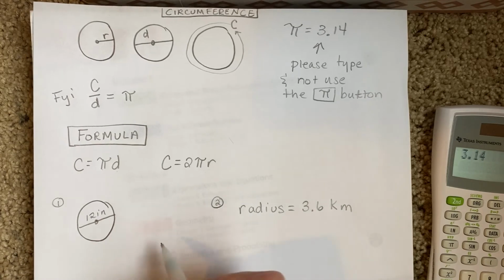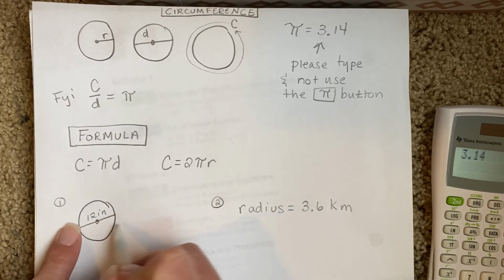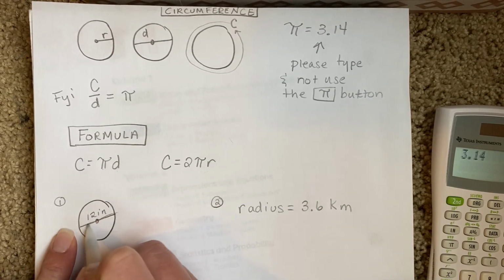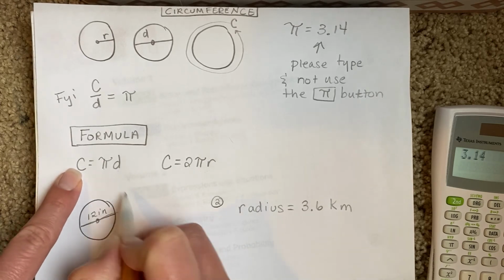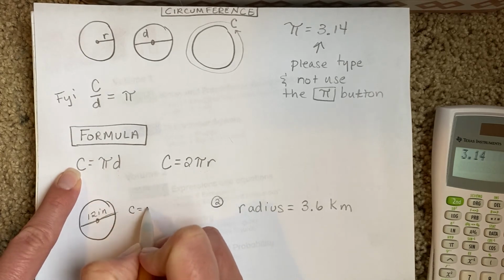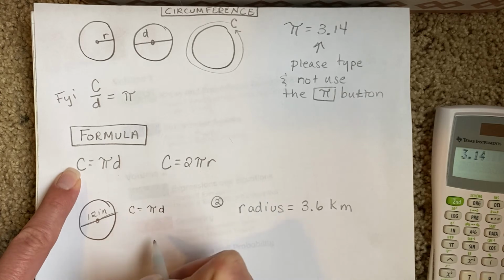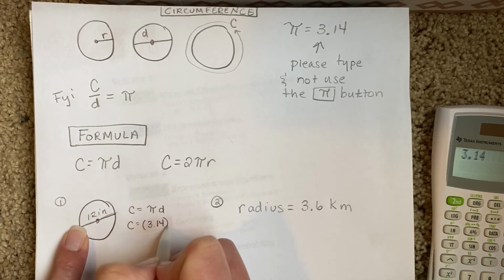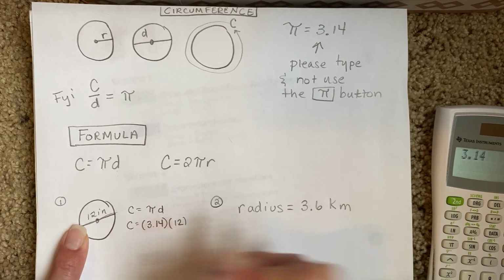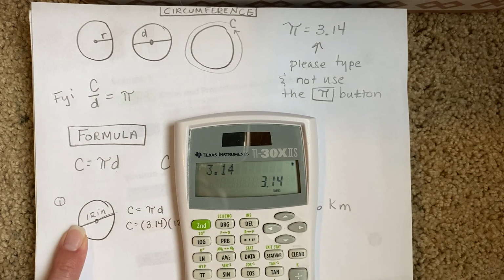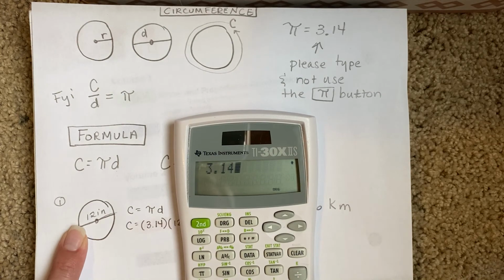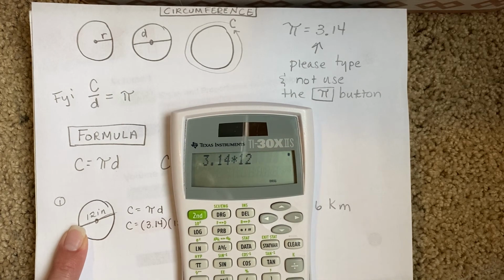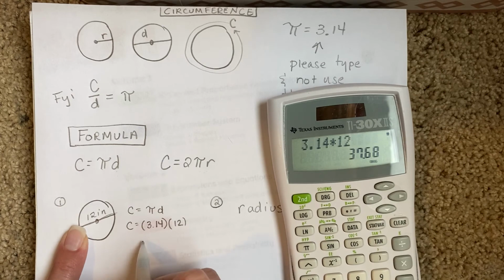If we were in school, I would make you write out the formula. This one's a diameter, so I would use the formula C equals pi times D. Then C equals, again, we're all just going to type 3.14 times 12. And that ended up with 37.68.